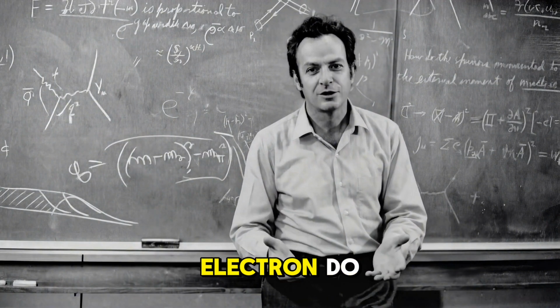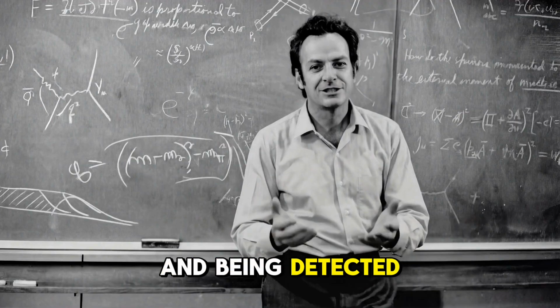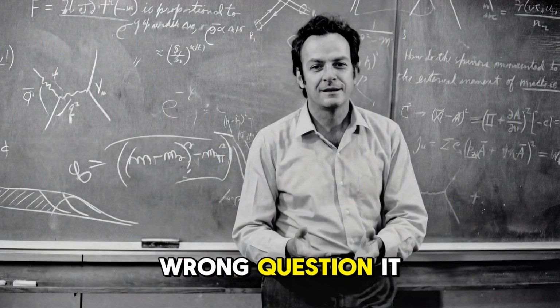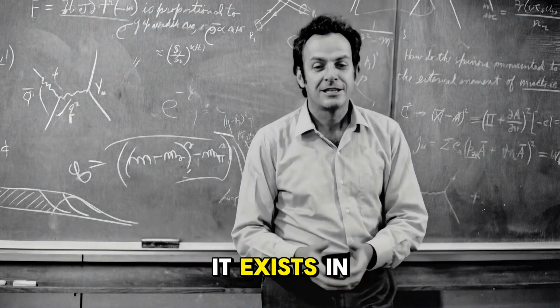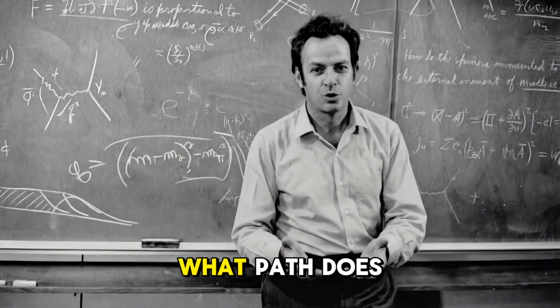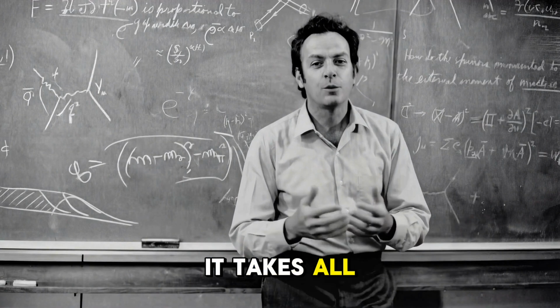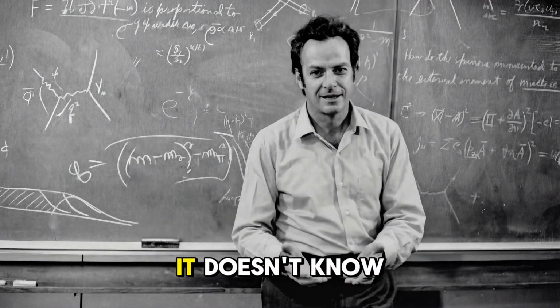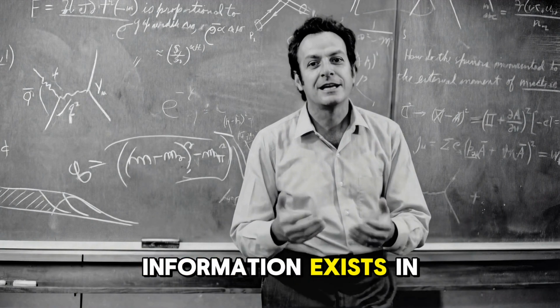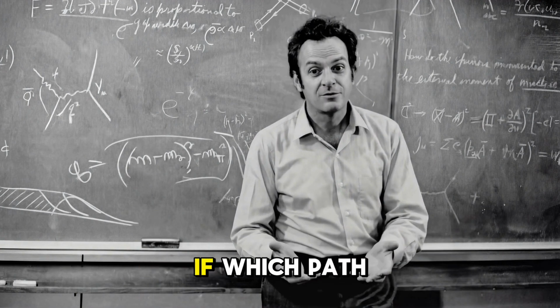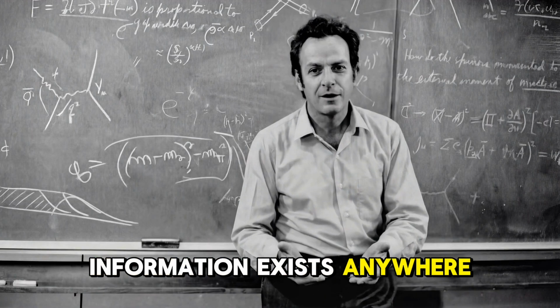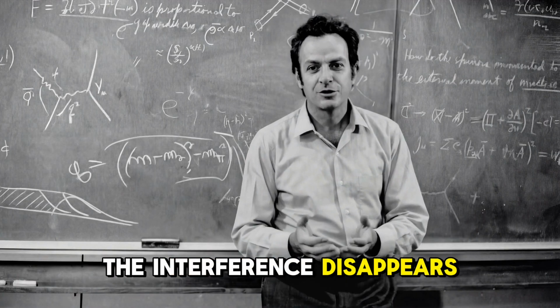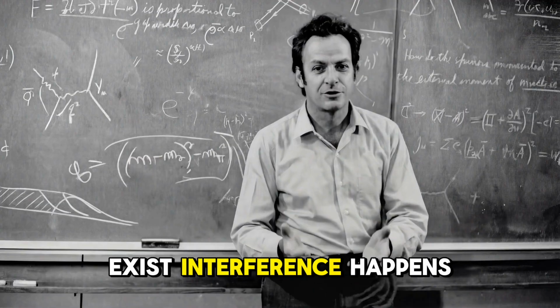What does the electron do between being fired and being detected? Wrong question. It doesn't do anything. It exists in superposition. What path does it take? It takes all paths simultaneously. How does it know whether you're measuring it? It doesn't know. Information exists in the universe or it doesn't. If which-path information exists anywhere in any form, the interference disappears. If it doesn't exist, interference happens.